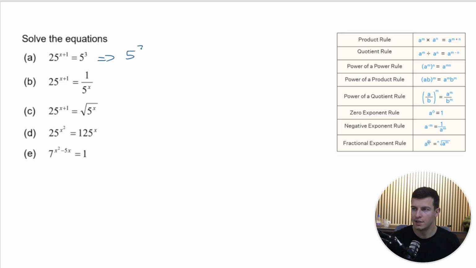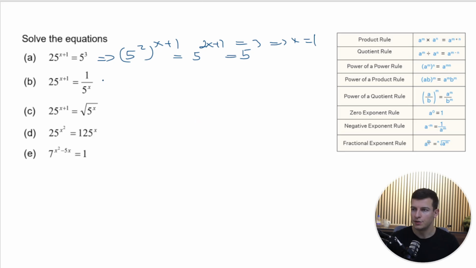25 can be written as 5 to the power of 2, to the power of x plus 1. Then, using the power rule that I have here, I can write it as 5 to the power of 2 times x plus 1, equals 5 to the power of 3, according to the equation. So now I can ignore the 5s, and I can just look at 2x plus 1 equal to 3. From here, x is going to be, I believe, negative 1. No, just 1. Just 1.